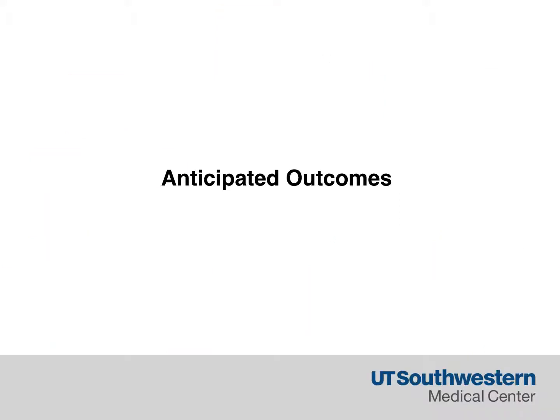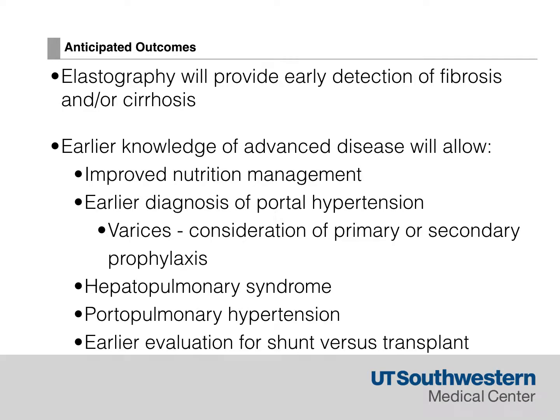Next, we'll look at anticipated outcomes. We anticipate that elastography will provide early detection of fibrosis and/or cirrhosis. We believe that earlier knowledge of advanced disease will allow for improved nutrition management. Earlier diagnosis of portal hypertension may allow for consideration of primary or secondary prophylaxis of variceal disease. Early recognition of hepatopulmonary syndrome and portopulmonary hypertension may lead to earlier referral for shunt versus transplant.